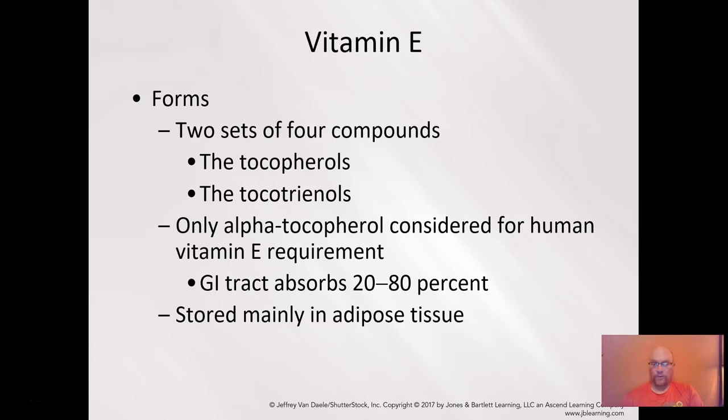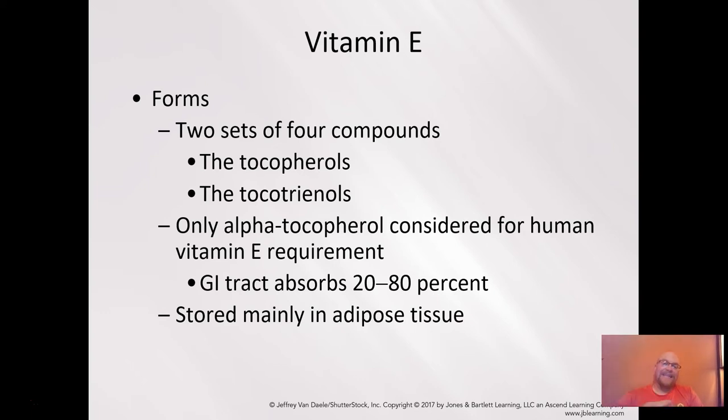There are 4 types of the tocopherols, and it's done by the Greek alphabet. So alpha, beta, gamma, and delta. So there's alpha tocopherol, beta tocopherol, gamma tocopherol, and delta tocopherol. And then the same thing with the tocotrienols: alpha, beta, gamma, and delta. And the main thing to take note of here is that as a vitamin for humans, the only one that actually does anything for us is alpha tocopherol.